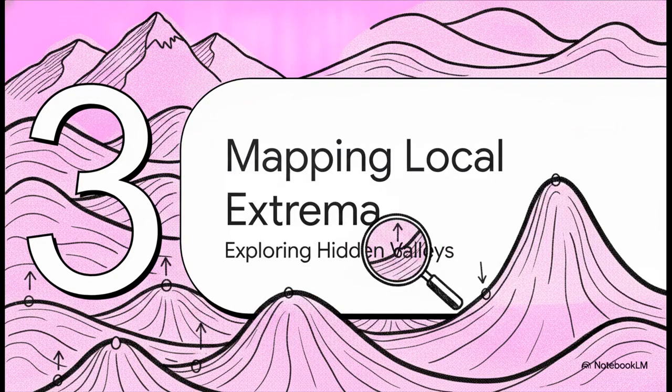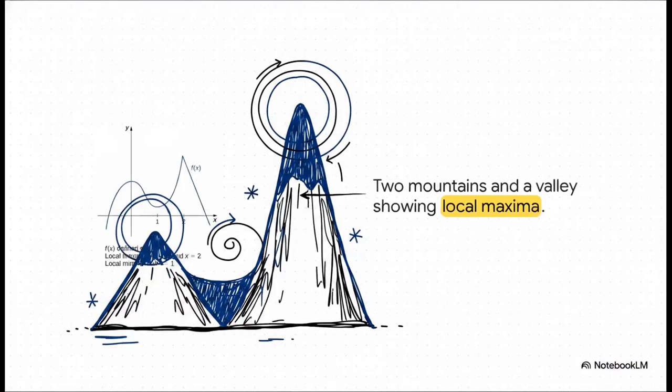All right, let's move on to Part 3, mapping local extrema, exploring the hidden valleys. I want you to think of this mathematical landscape like two mountains with a valley right in the middle. The peak on the right is obviously the absolute highest point on the map. But what about that peak on the left, or that valley tucked between them? I mean, even if a specific peak isn't the absolute highest point on the whole map, it's still the highest point compared to its immediate surroundings. And mathematically speaking, those are incredibly important features for us to identify.